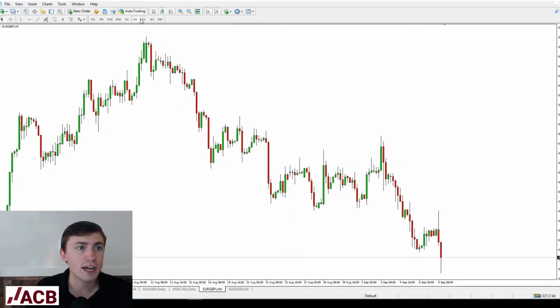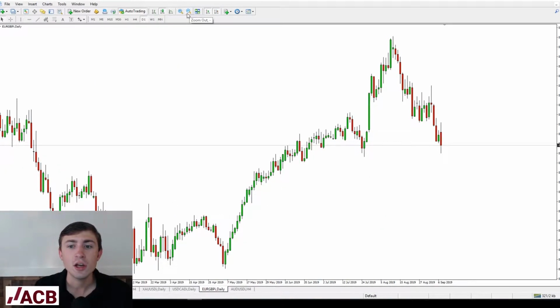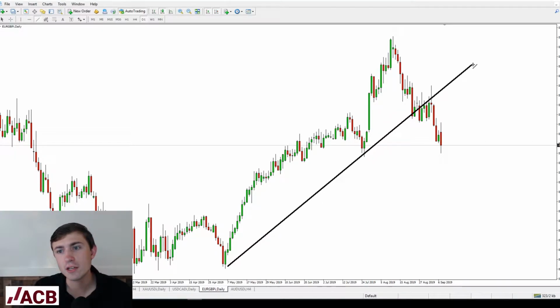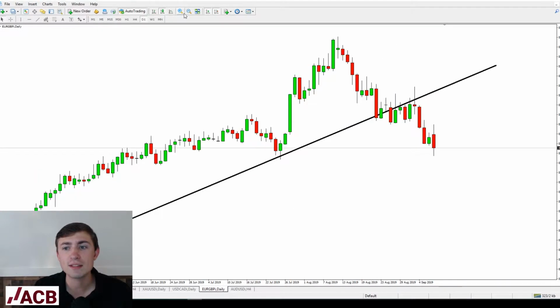EURGBP is the next one, guys, and taking a look here at the daily chart, you can see that we have started to break structure here as well. If we draw a trend line, you can see that price did try to hold this level as price came into this area, but ultimately we chopped away and actually broke down through that level.